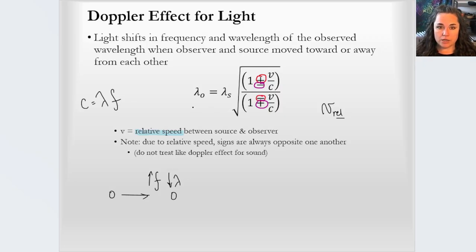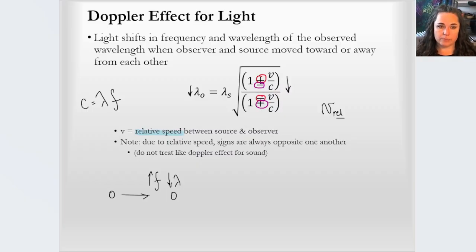And so if we want a wavelength to go down, lambda, the S stands for source, O stands for observed, source and observed. We want the observed to be less than the source. We want this to go down, which means that we need this to be a factor that's less than 1. The only way that's going to happen is if you have a minus on the top and a plus on the bottom.